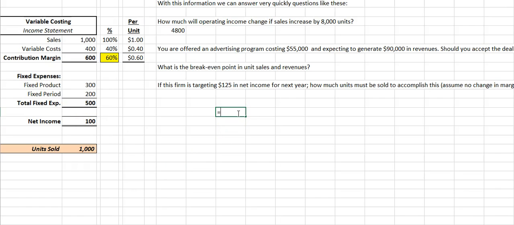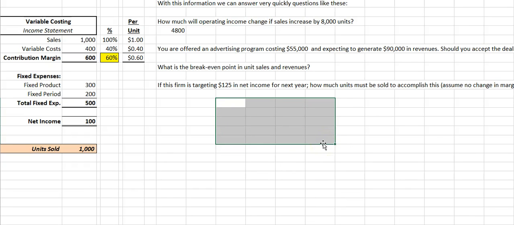You simply go, I have fixed expenses of $500. Let me divide that by 60 cents, since each unit contributes 60 cents. So how many units must I sell? 833 units. If I sell 833 units, I cover my fixed costs, because each of those units contributes 60 cents, so the total dollar contribution is going to be $500, and my fixed expenses are 500. So at that point, I break even. My revenues match my fixed expenses, and that's my break-even point in units, 833 units.